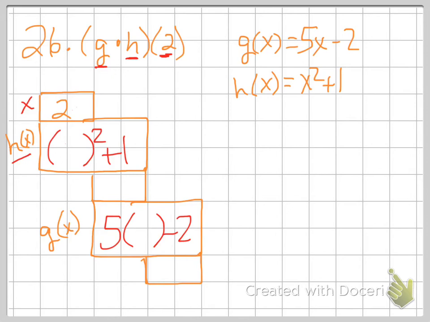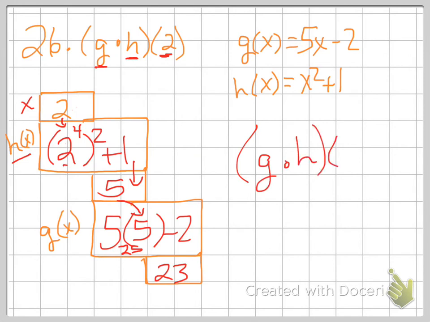I take my x, which is 2, and I input it into the x in h of x. So I have 2 squared is 4, plus 1 gives me a total of 5. So my output is 5. Now my 5 gets input here. So put a 5 here. 5 times 5 is 25. Minus 2 gives me 23. So, g of h of 2 is equal to 23.